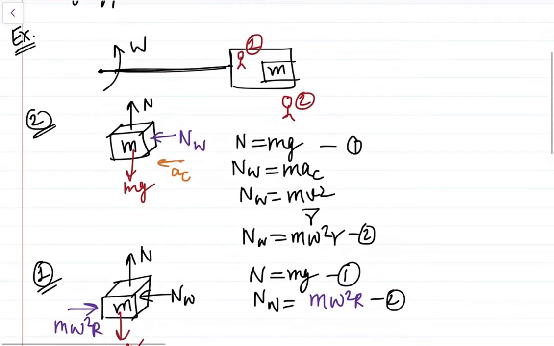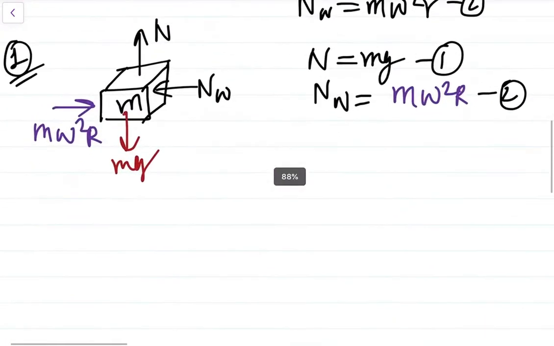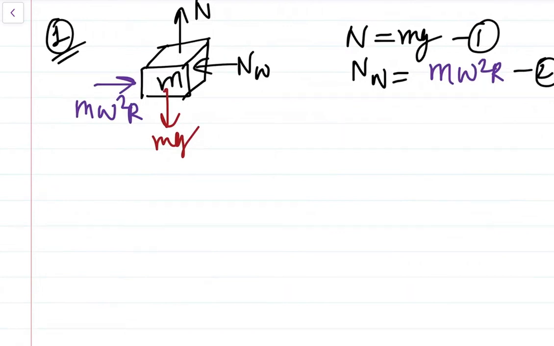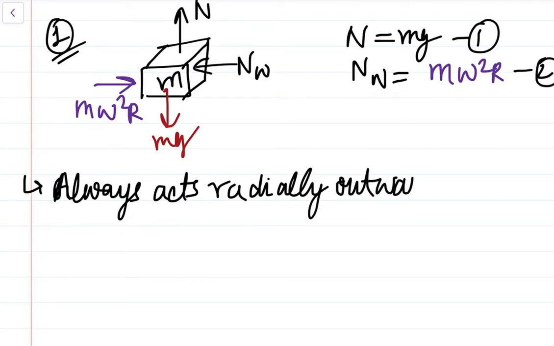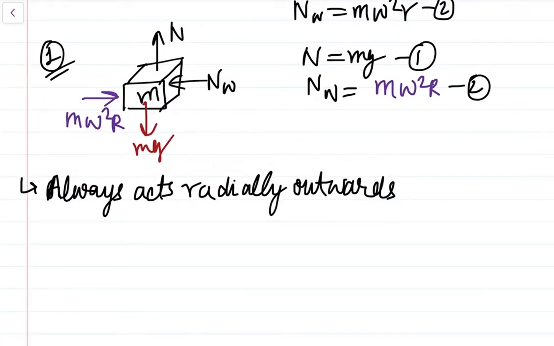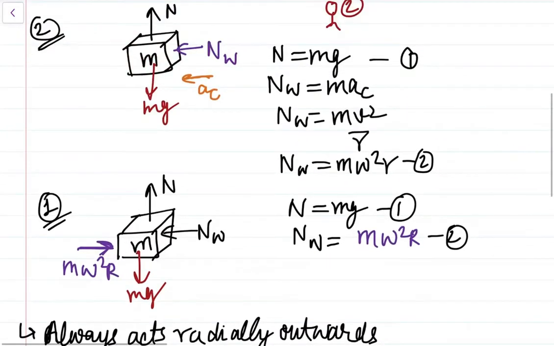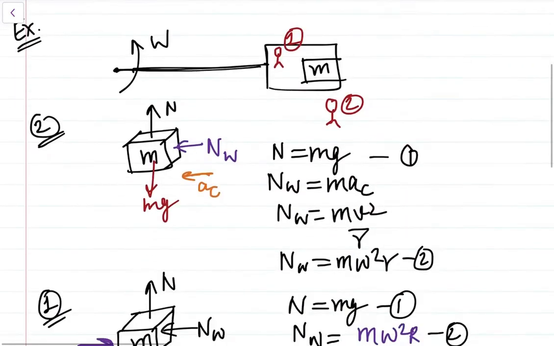So this is an equal and opposite force that appears in a rotatory frame, and it always acts radially outwards from the center. Understood? Clear? Because we can see that this always acts radially outward. This concept is just like the pseudo force we talked about in Newton's laws of motion.